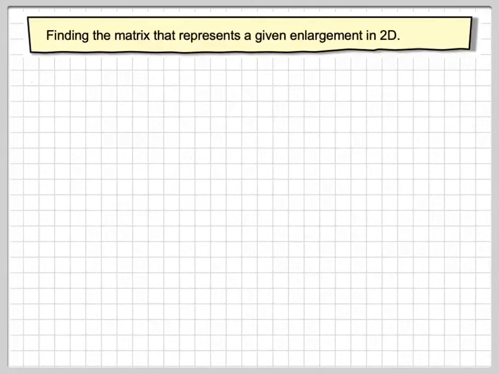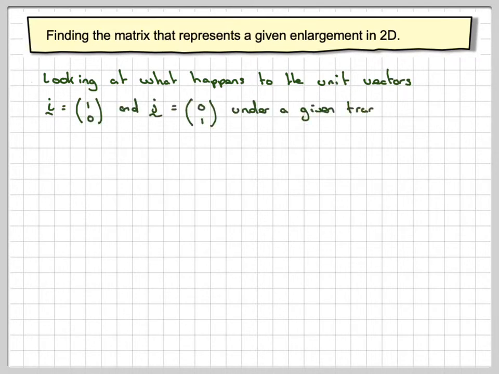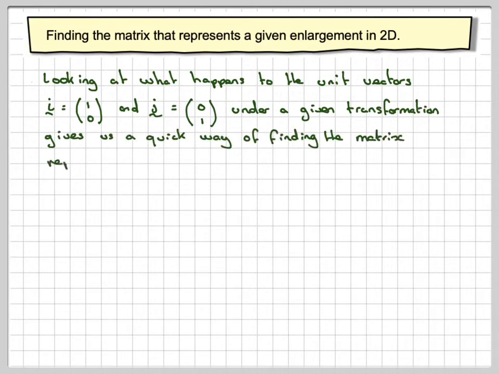So in this video we're going to find the matrix that represents an enlargement in 2D. Again, you look at the unit vectors (1, 0) and (0, 1) under the given transformation. All these are going to be enlargements from the origin, and that will give us a quick way of finding the matrix.